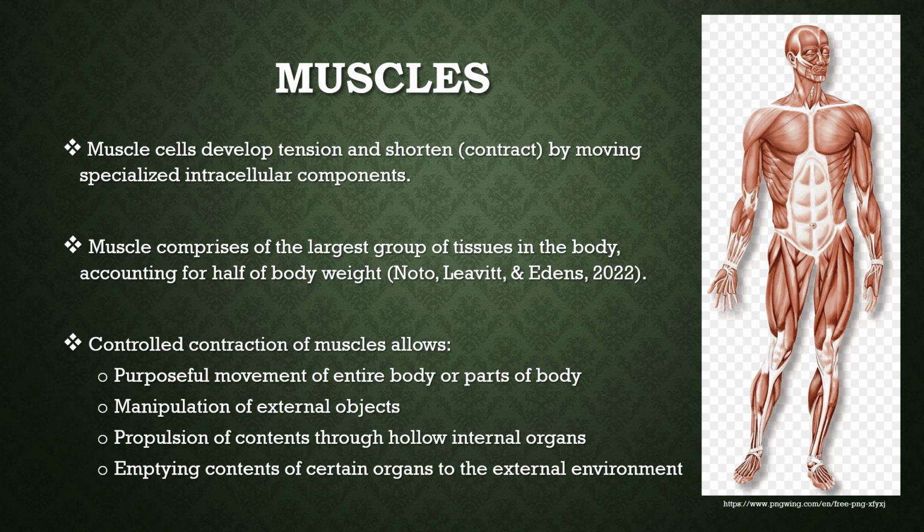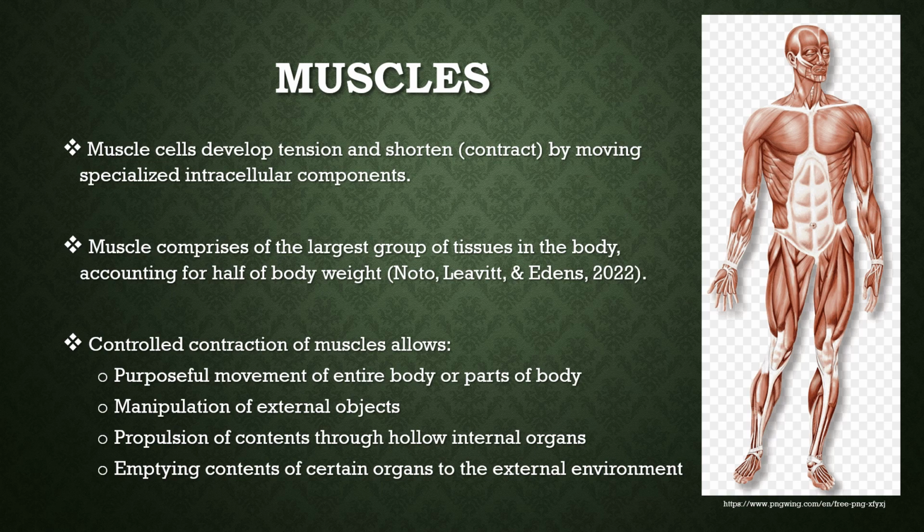Muscle cells develop tension and shorten or contract by moving specialized intracellular components. Muscle comprises the largest group of tissues in the body, accounting for half of body weight. Skeletal muscle makes up about 40% of body weight in men and 32% of body weight in women. Smooth and cardiac muscles make up another 10% of the total weight.